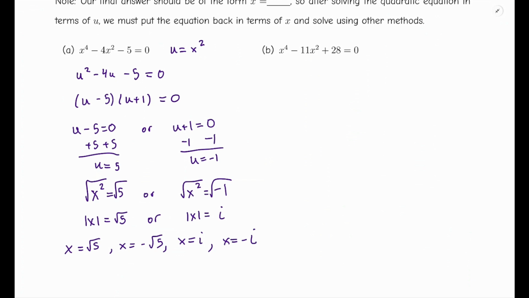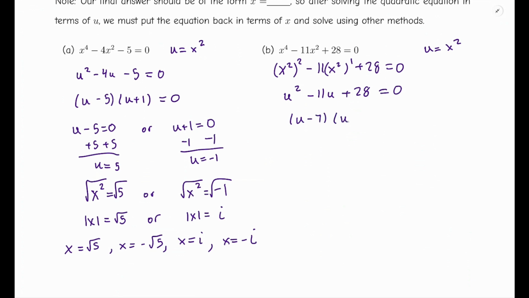Part B, x to the fourth minus 11x squared plus 28 equals 0. So again, I'm going to notice that x to the fourth is the same thing as x squared squared, minus 11x squared to the first power plus 28 equal to 0. So I'm going to let u equal x squared again. So we get u squared minus 11u plus 28 is equal to 0.